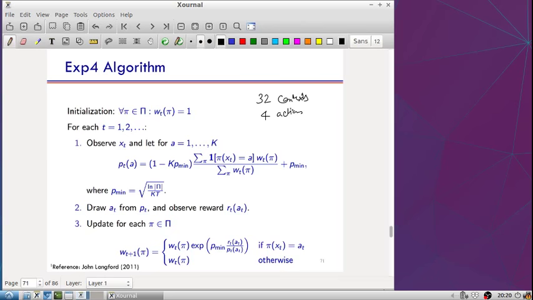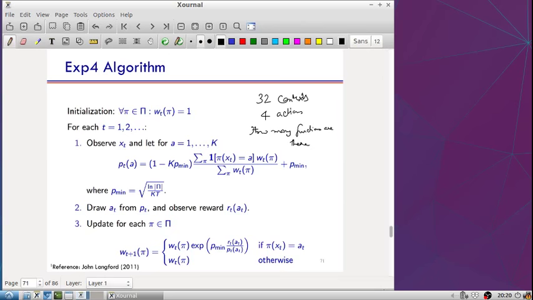So I want a function which maps from a context to an action. I have 32 choices for the input, and 4 choices for the output. So how many functions are there? 4 to the power 32. Okay, I'll tell you why it is the case.